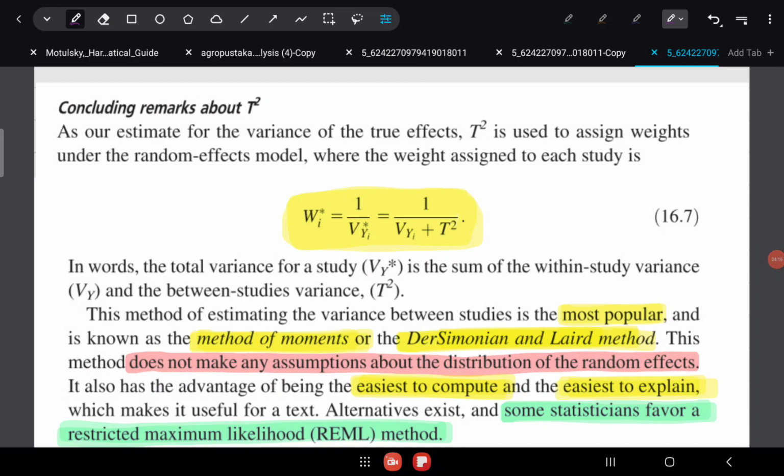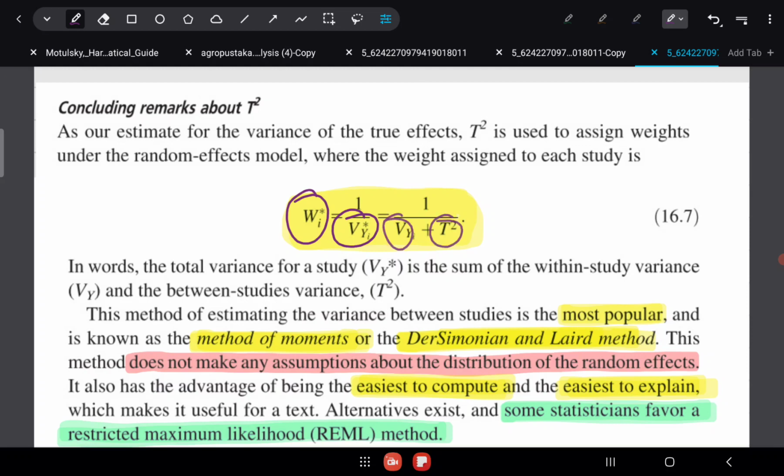Now talking about how this T square relates to the study weights in random effect modeling. We have discussed that the weights in a random effect model are the inverse of the total variance, whereas in fixed effect modeling, the weights assigned to each study are the inverse of just the within study variance, not the total variance. But in random effect modeling we have to account for total variance, and total variance will be the sum of within study variance as well as between study variance.